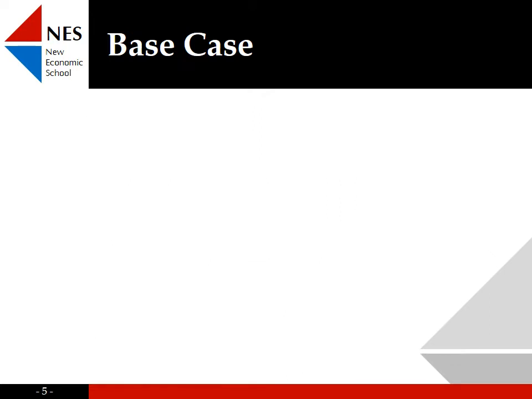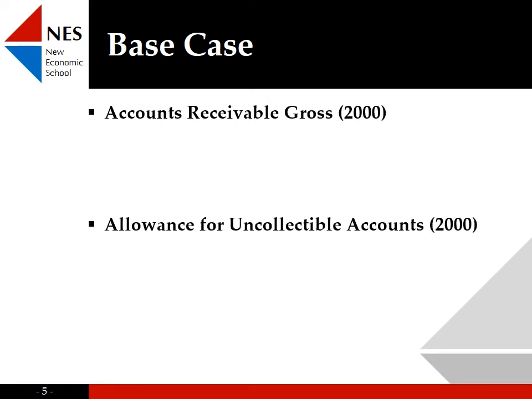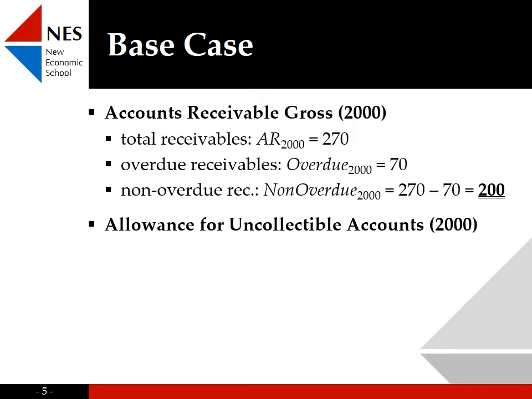We will solve the first phase of the problem in two steps. First, we will compute the amount of receivables at the end of year 2000 that are and are not overdue, and second, using the bad debt policy, we will compute the allowance for uncollectible accounts. So we see the computation of the overdue and non-overdue accounts is very straightforward, because we know from the assignment that the company has total receivables worth 270, and out of that 70 is overdue. Therefore, the amount of the non-overdue account is just the difference between the two numbers, that is to say 200.